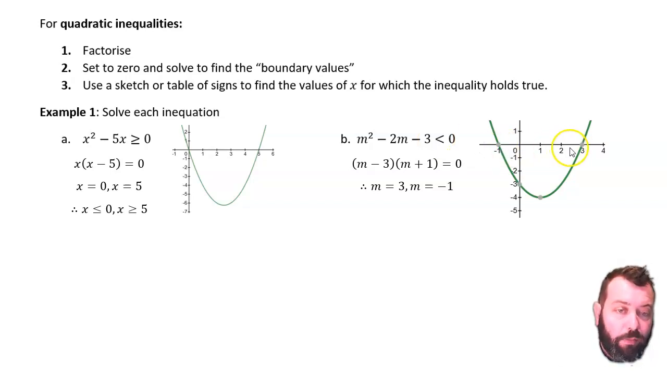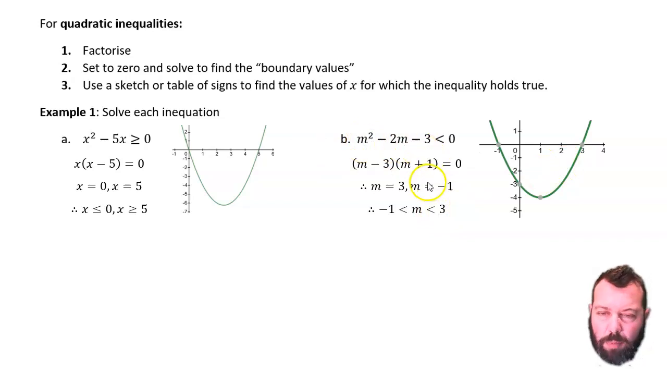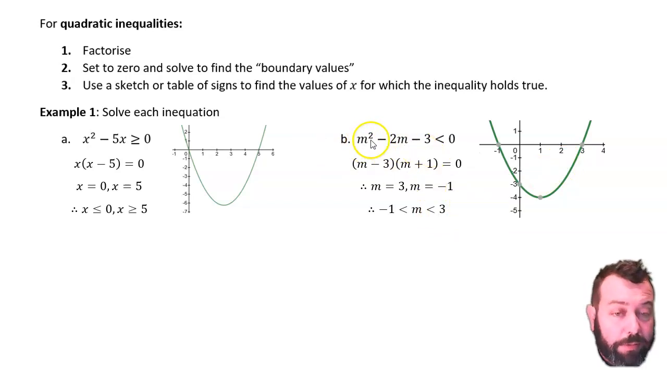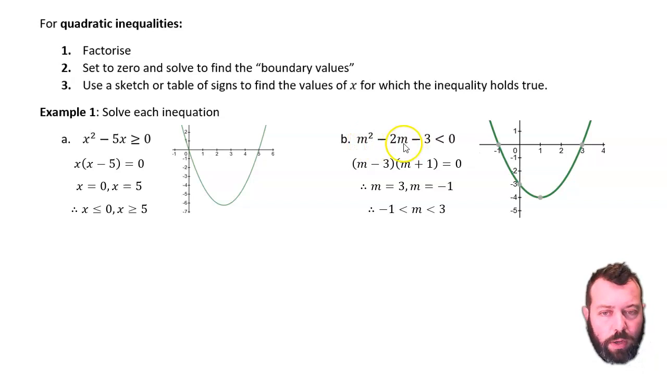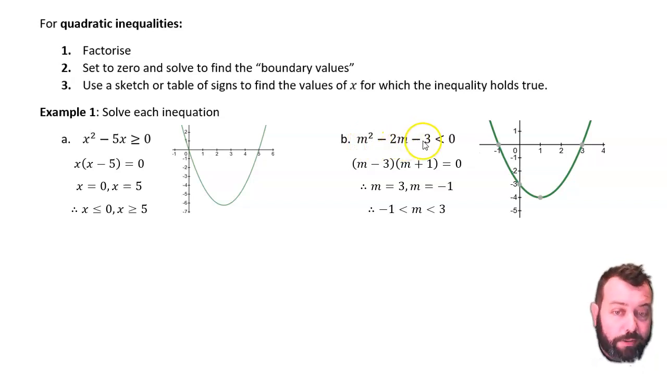So between negative 1 and 3. Right, from negative 1 is less than m is less than 3 for any value there, and say I might put a 0 in. What happens if I substitute 0? 0 squared minus 2 lots of 0 minus 3. Negative 3 is definitely less than 0. So as long as I choose a number that's greater than negative 1 and less than 3, okay, that inequality will be true.